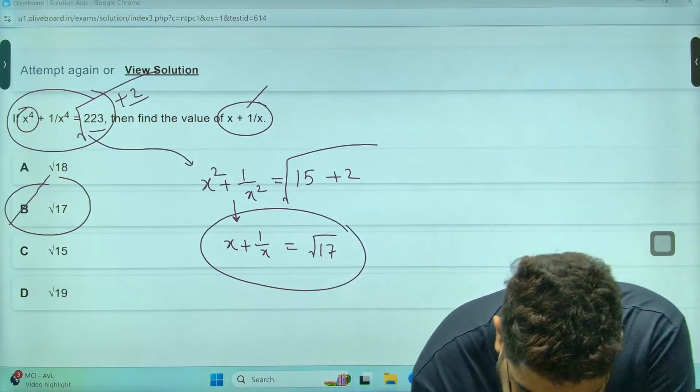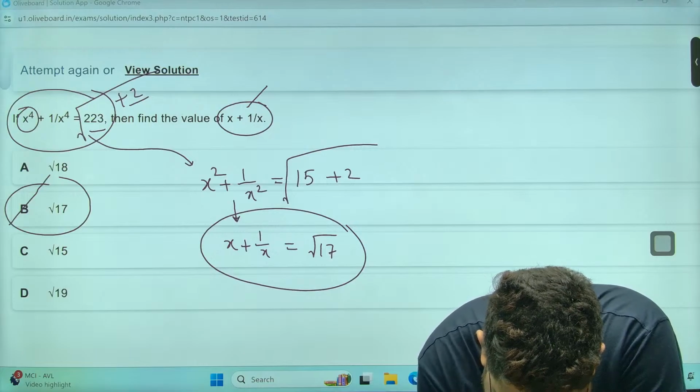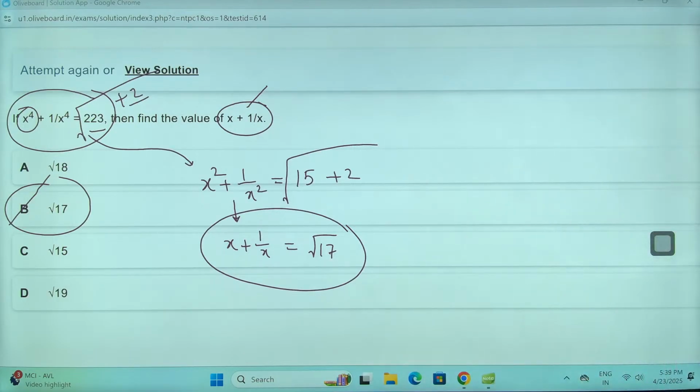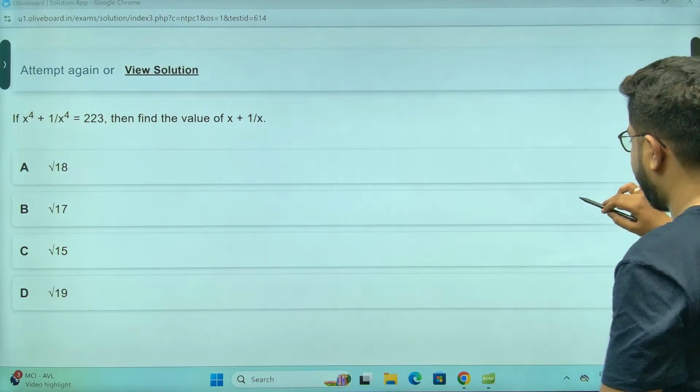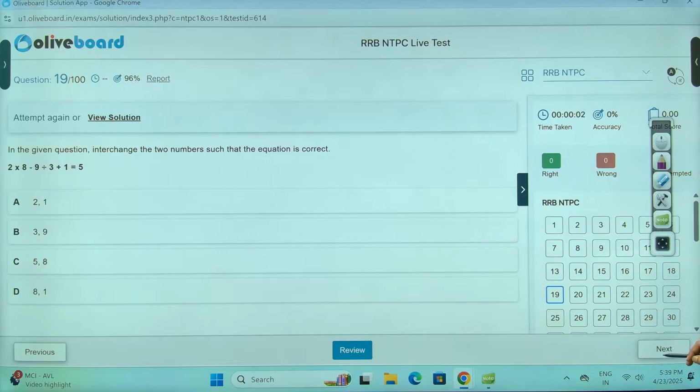Again, I'm not getting any answers. Why? What happened? Okay, now it's back. Comments had stopped coming. Okay, so this is gone.